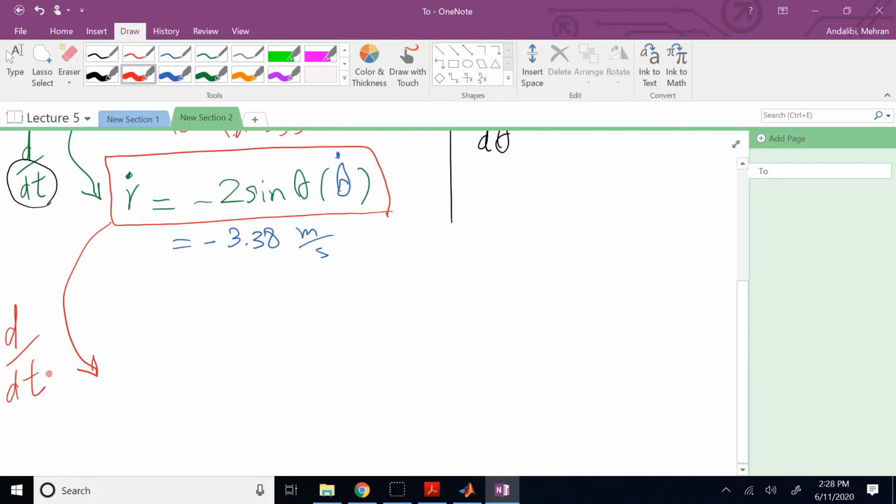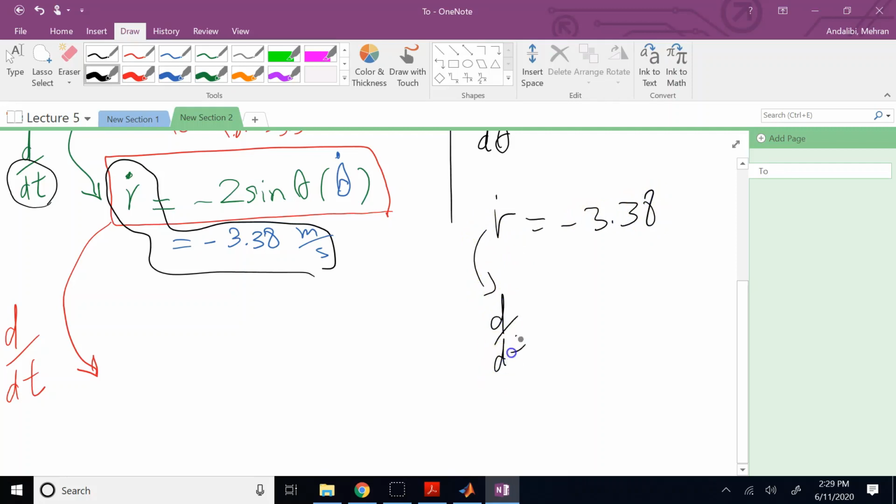Now, one of the big mistakes that some of my students made in the past, and hopefully all of you should avoid it, is do not take time derivative from this guy. You might say, well, r dot is -3.38. So if I take time derivative, then r double dot is what? 0, because it's a constant. That is wrong. You are taking time derivative of the final answer, not the equation.